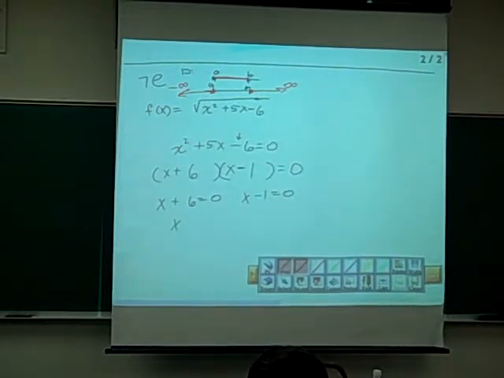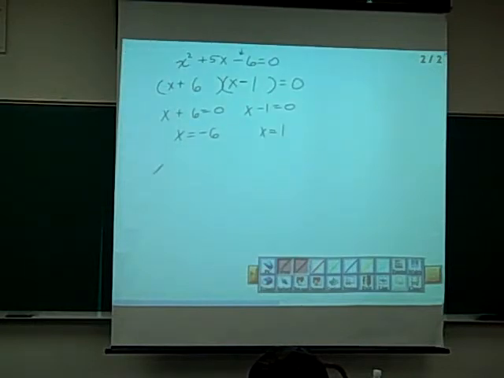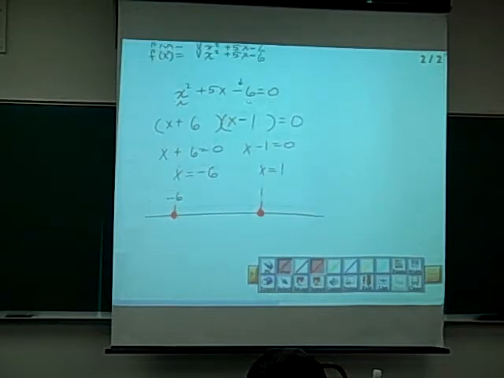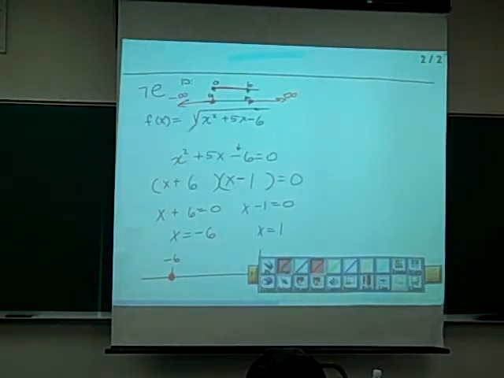So we get x equals negative 6, and x equals positive 1. So here's our number line. Here's negative 6, and here's positive 1. And we know they're closed, right? How do we know they're closed? Because they're in a radical.